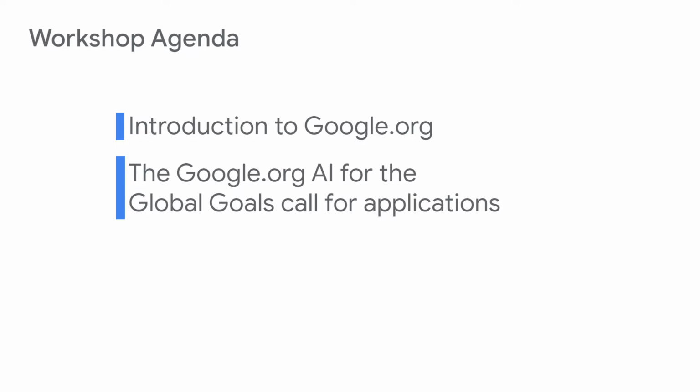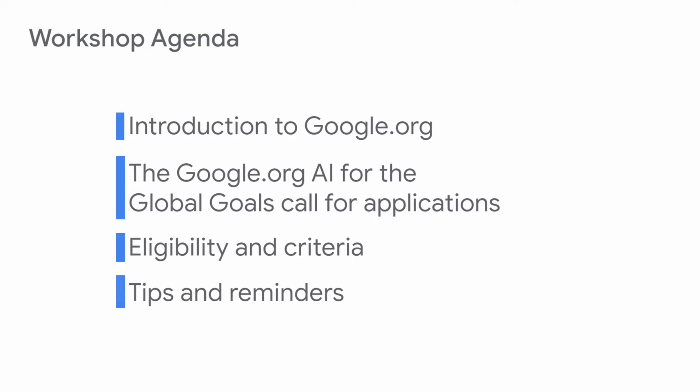We'll start the workshop today by going over the mission of Google.org. Then, we will provide some context on why we're hosting this call for applications and some of our previously funded projects in this space. After that, we'll dive into our eligibility and evaluation criteria with some tips to keep in mind. Finally, we'll wrap up the workshop with some final reminders before you hit the submit button.